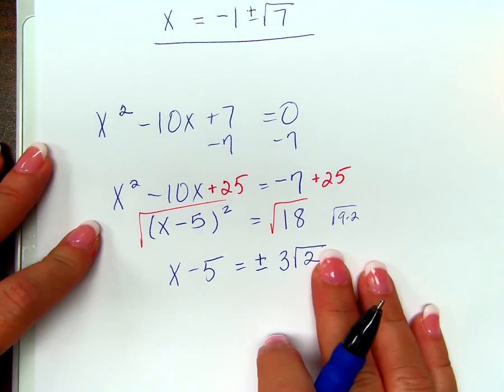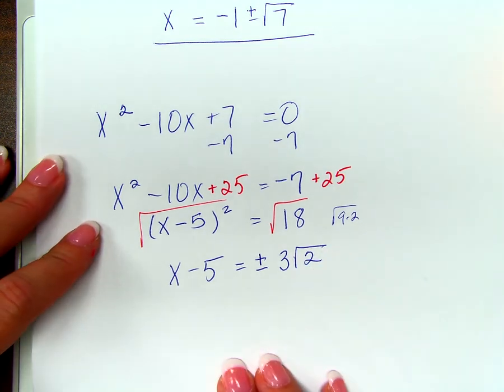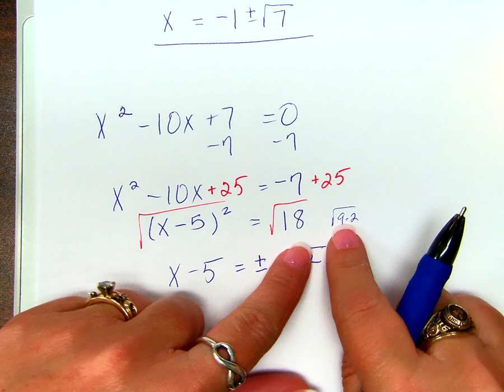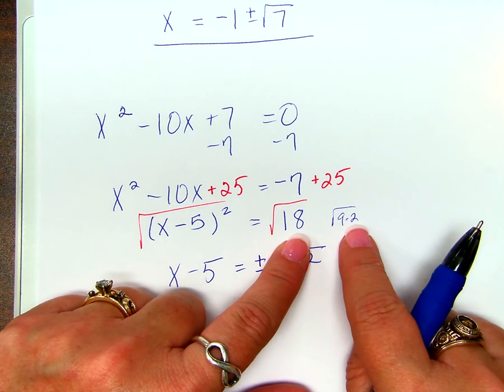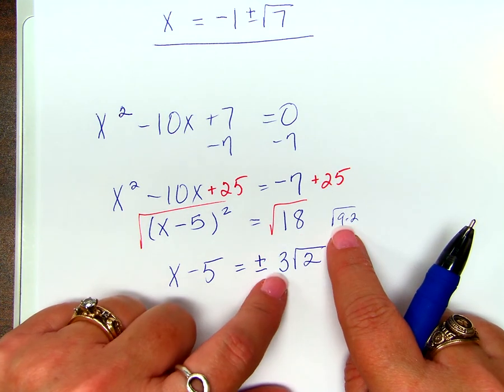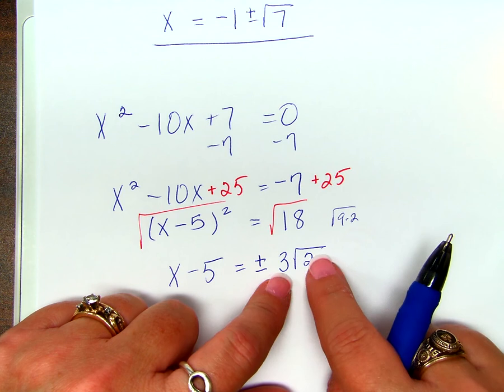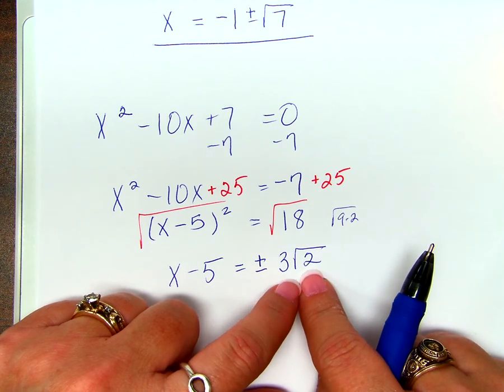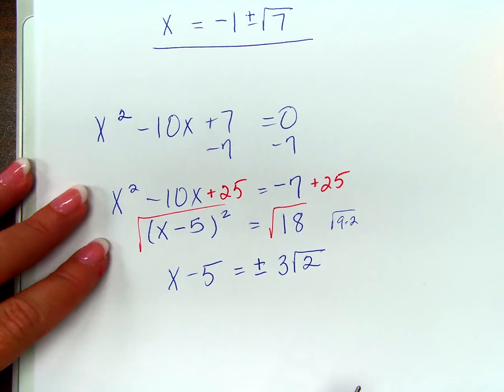Remember, we talked about this several times already. That's why I thought it was okay for us to skip a step, but apparently by the looks on your face, it was not. Okay? Remember that 18 is 9 times 2. I can take the square root of 9 and get 3. I don't know the square root of 2, so I leave it as square root of 2. You okay with that? Pardon me for assuming.